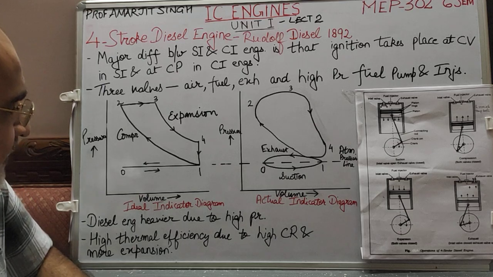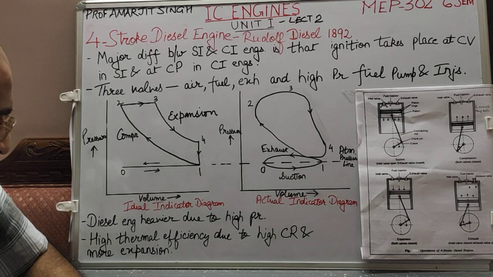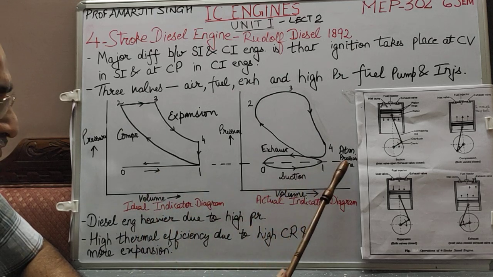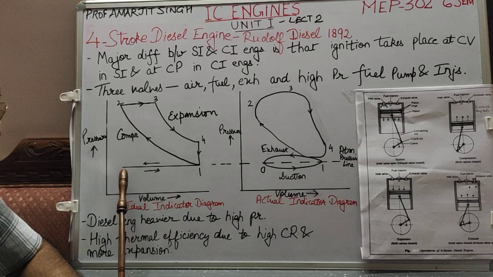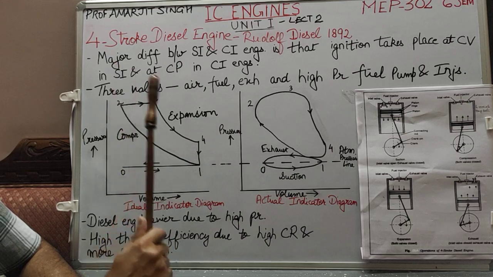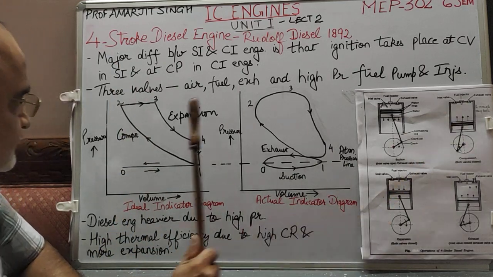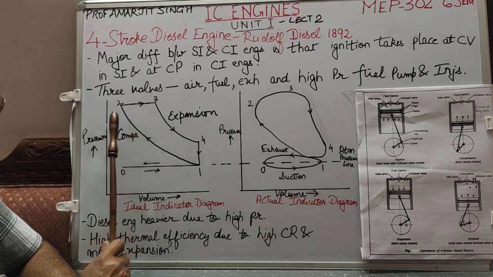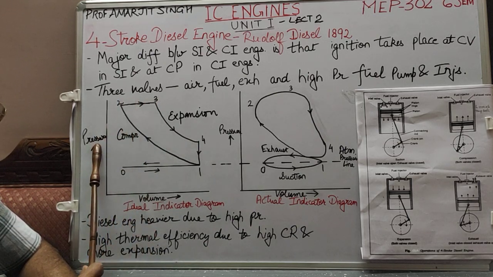We had studied the indicator diagram for the petrol engine. Let us have a look at both the ideal and actual indicator diagram for a diesel engine. 0 to 1 for the ideal indicator diagram. This is the atmospheric pressure line. 0 to 1 is the suction. 1 to 2 is the compression. 3 is the start of combustion at constant pressure. Pressure constant.